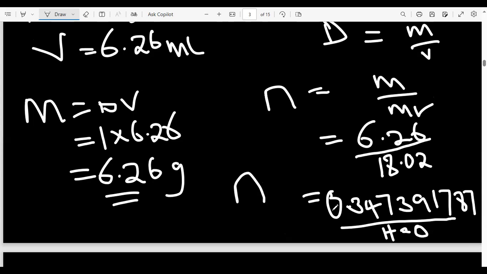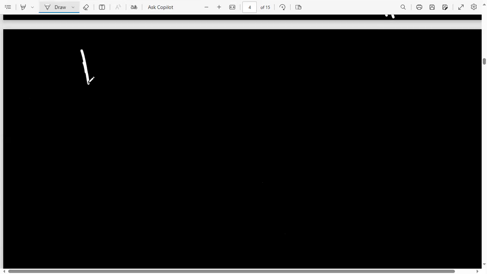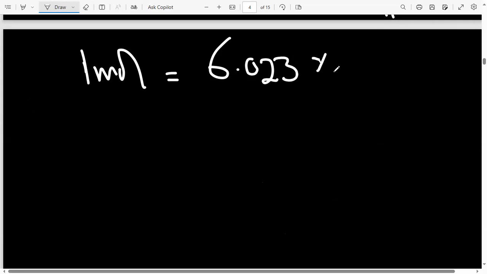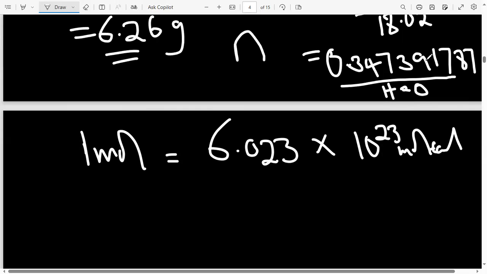Okay, we're going to change this number of moles to molecules. So how do we do that? Okay, so by the Avogadro's constant, we know that 1 mole of anything contains how many molecules? 6.02 multiplied by 10 to the power 23 molecules. Okay, so this is by definition. 1 mole of anything contains this number of what? This number of molecules.